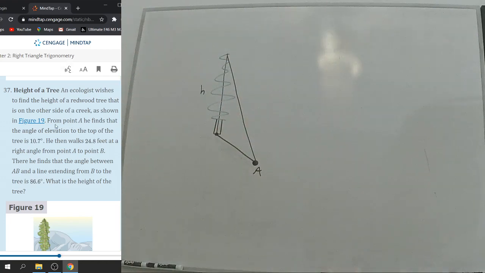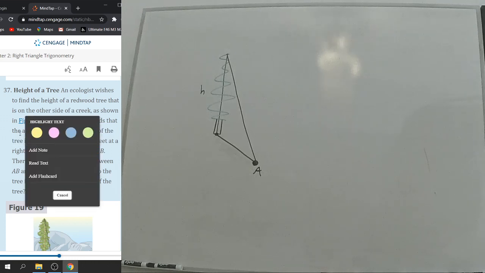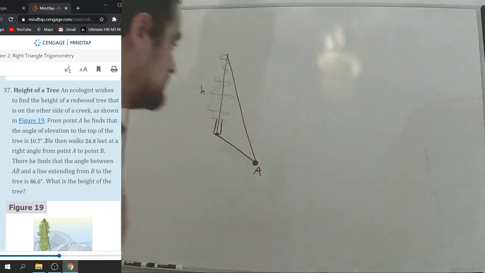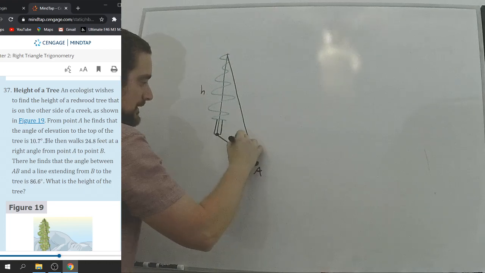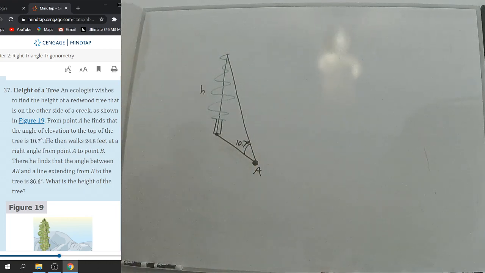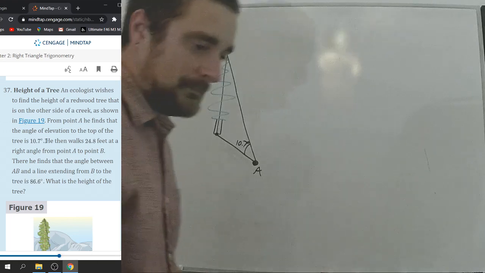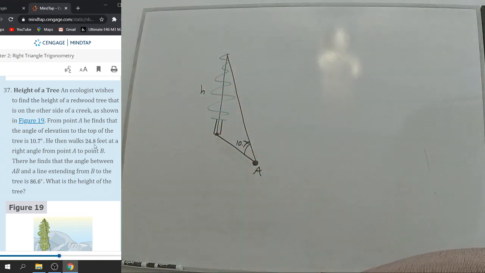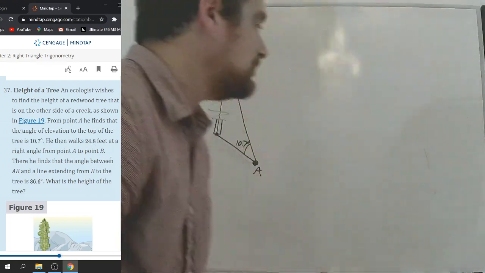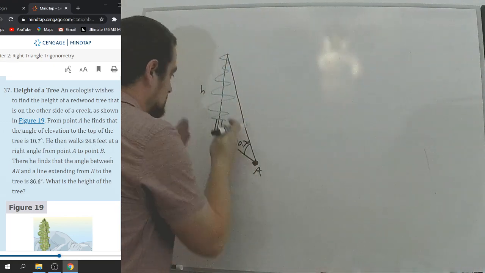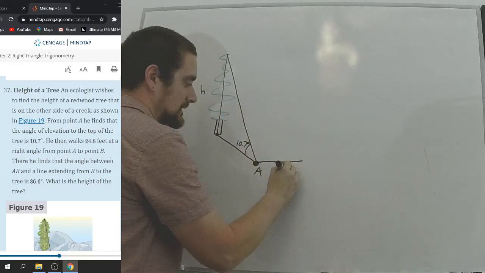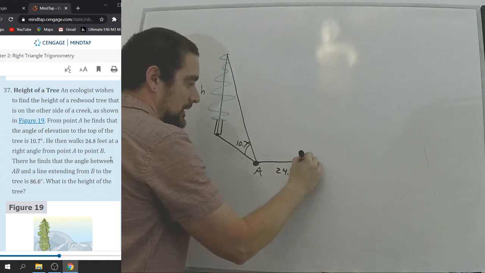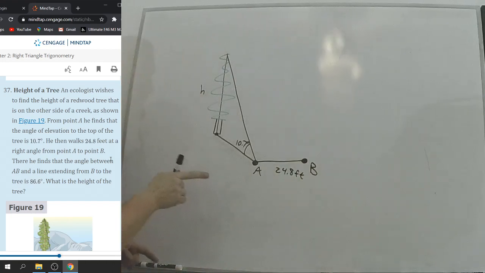And from that point, he finds that the angle of elevation to the top of the tree is 10.7 degrees. So 10.7 degrees is the angle of elevation, meaning he's measuring from the horizontal straight up and getting 10.7 degrees. He then walks 24.8 feet at a right angle from point A. So where he's standing, staring at the tree, he's going to turn 90 degrees and walk 24.8 feet away to what they are calling point B. Now that's a 90-degree angle.